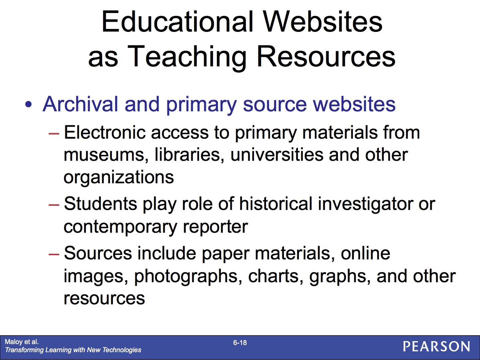Archival and primary source websites, electronic access to primary materials for museums, libraries, universities, and other organizations. Something like the Smithsonian Institute has such great resources for kids at just about every grade level. So you can get all types of materials from them. NASA's another good one. A lot of the universities are now doing that. FAMU is starting to do that.